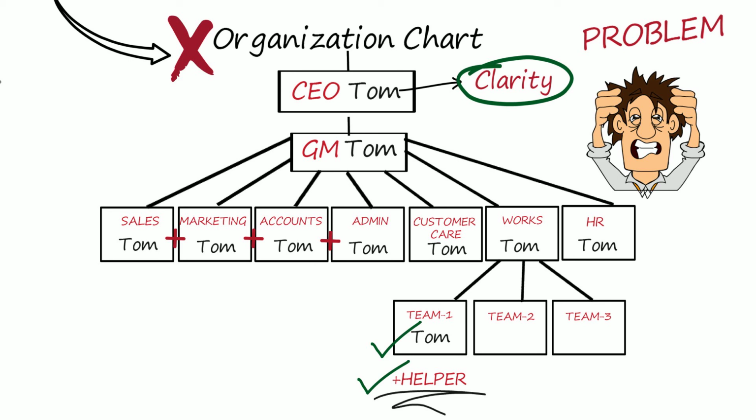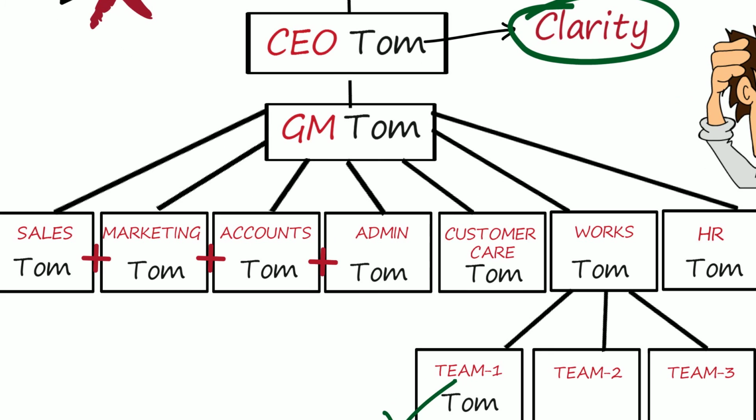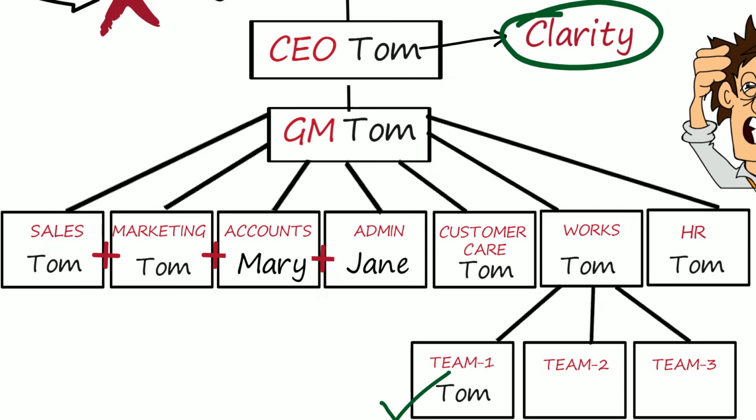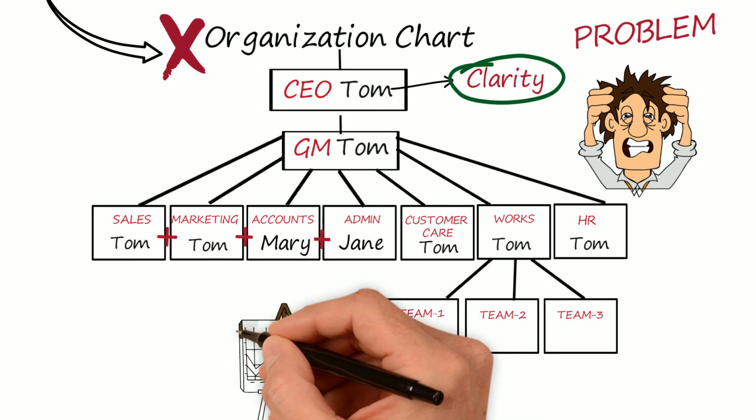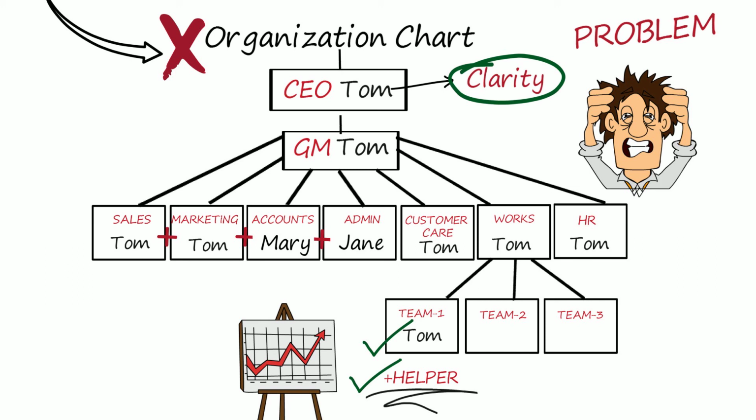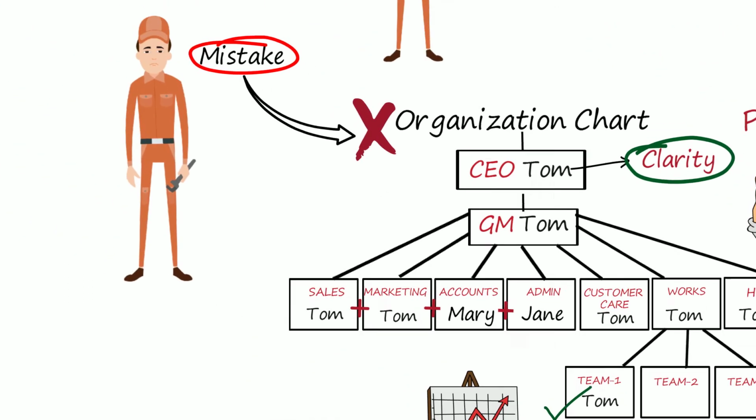So for example, the first person that Tom might hire is somebody to help him with his accounts. So he might hire a lady called Jane. Now Tom doesn't have to do the administration anymore. The next thing is Tom might hire somebody doing his accounts, who might be Mary. So now Tom doesn't have to do the accounts or the administration anymore. And the more the company grows, the more Tom can take himself out of these boxes, take himself out of these roles and replace them with someone else.